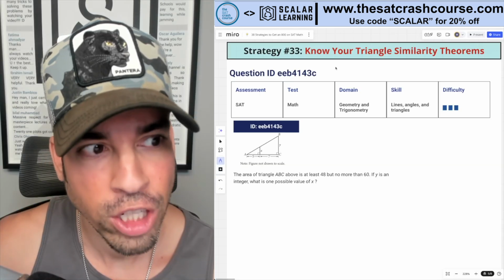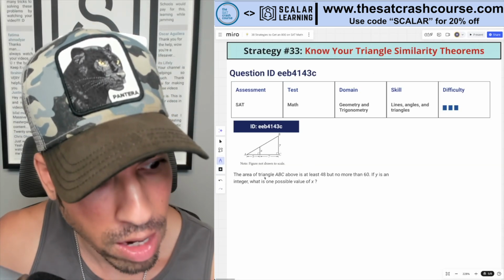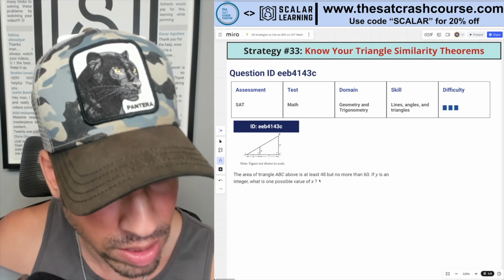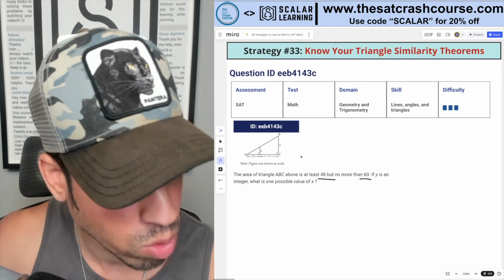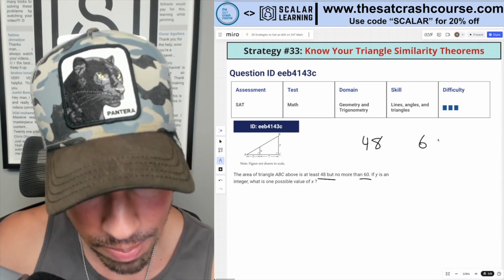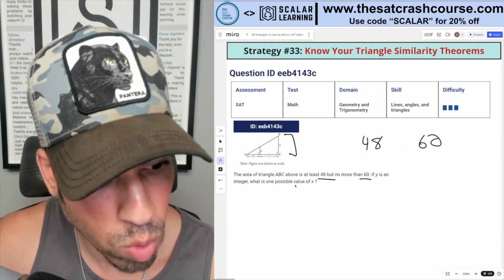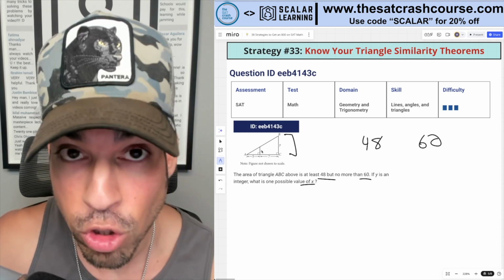Done. Strategy number 33, know your triangle similarity theorem. So it says the area of triangle ABC above is at least 48, but no more than 60. And that's the big dog, right? So it's somewhere between 48 and 60. If y is an integer, what is one possible value of x? So we're trying to solve for x.